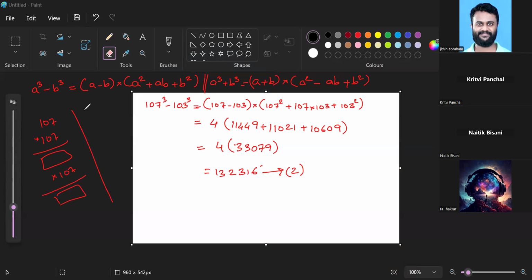The same thing you do with 103 also. And then you subtract these two answers. This is one method which you can do, or the other one is this. So I'm just teaching you a new method, nothing else.